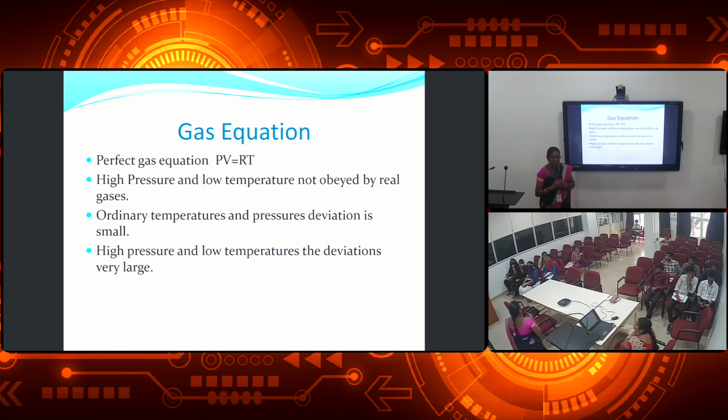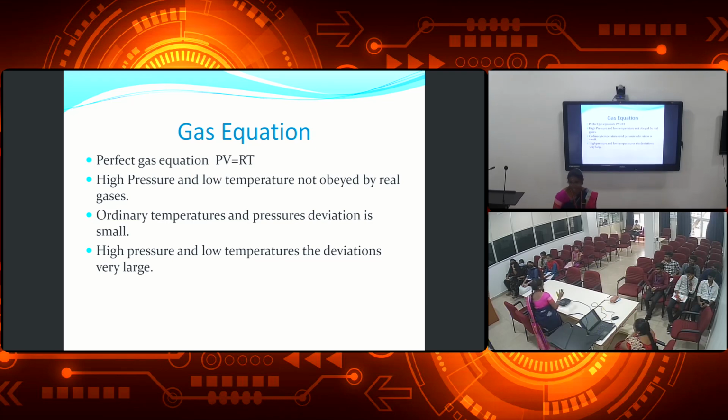Is this condition obeyed in all conditions? No. Why? This equation holds only at high temperature and low pressure conditions. Only under low pressure and high temperature is this condition possible. The product of pressure and volume is directly proportional to temperature.